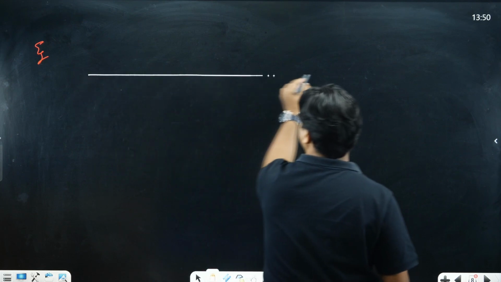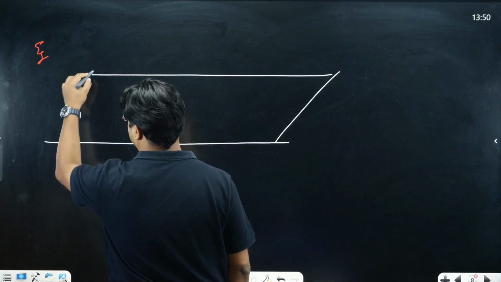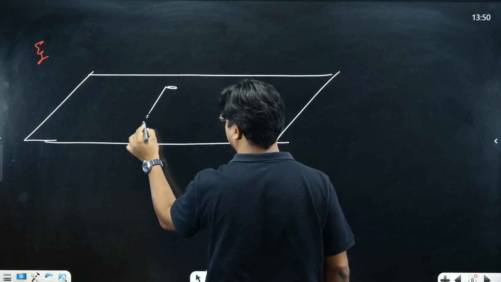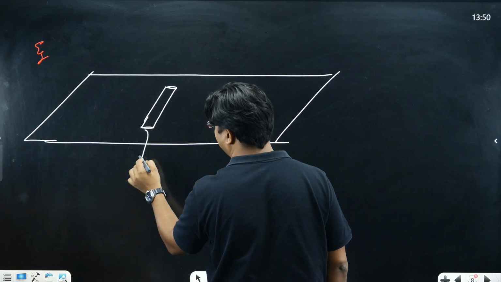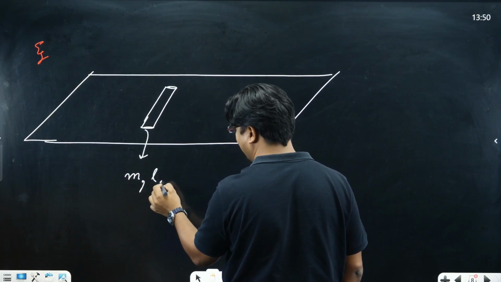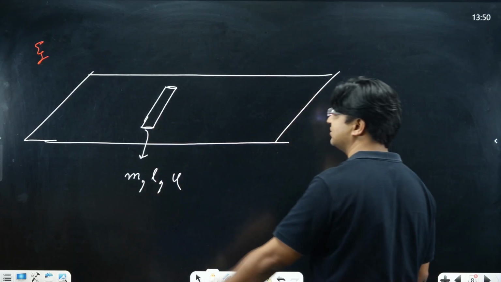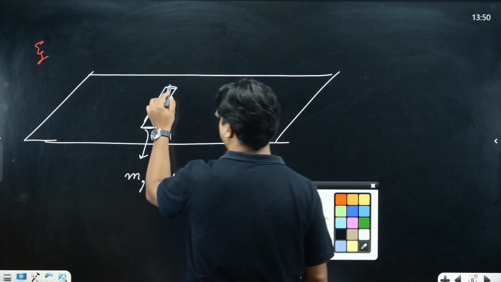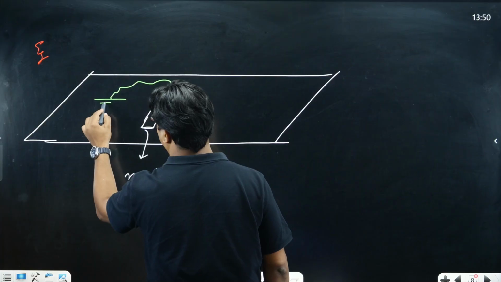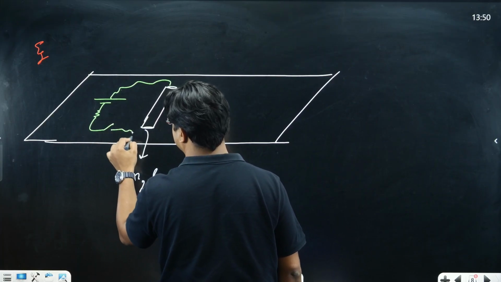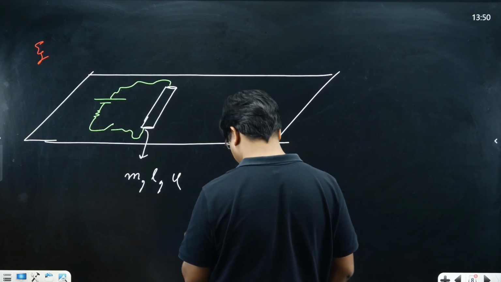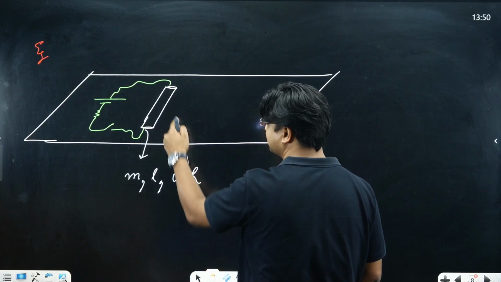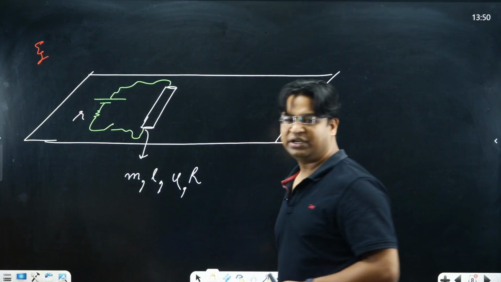So this is a horizontal surface, and what we have done is that we have kept a rod here. The mass of the rod is m, the length is L, and the friction coefficient between this rod and the surface is mu. Then we used loose wires and made a circuit like this. Let me also give some resistance in the rod. So let's say R is the resistance of the rod, and this is small r, the internal resistance of the battery.